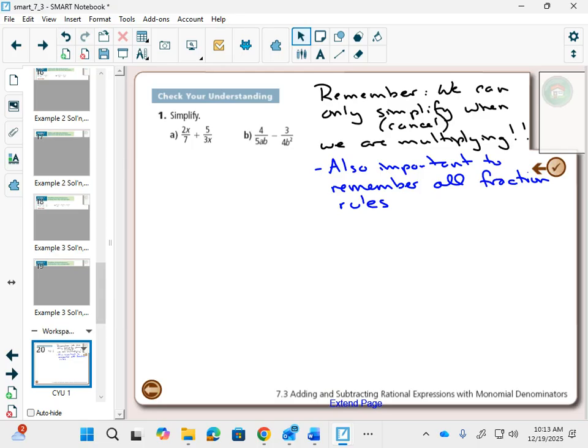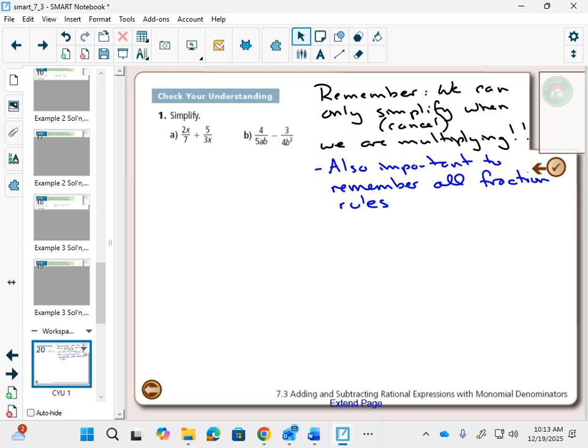So remember, we can only simplify when we're multiplying. So you cannot cancel these x's across here because you're adding in between. You can always simplify within a fraction if it's multiplying, as long as the factors are identical.